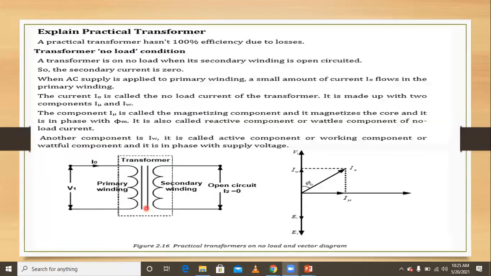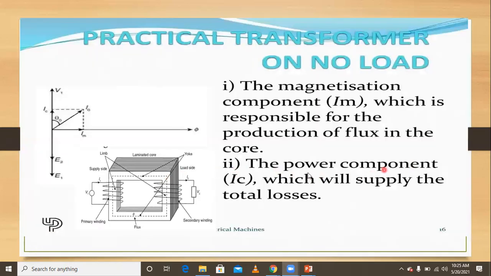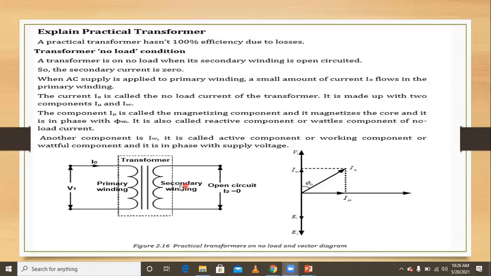Understood? Another component is called IW, the wattful component. It is the power component, IC or IW, which supplies the total losses. The transformer core has some losses, core hysteresis losses and eddy current losses. Those losses can be represented in the form of IW, and that is called the wattful component.